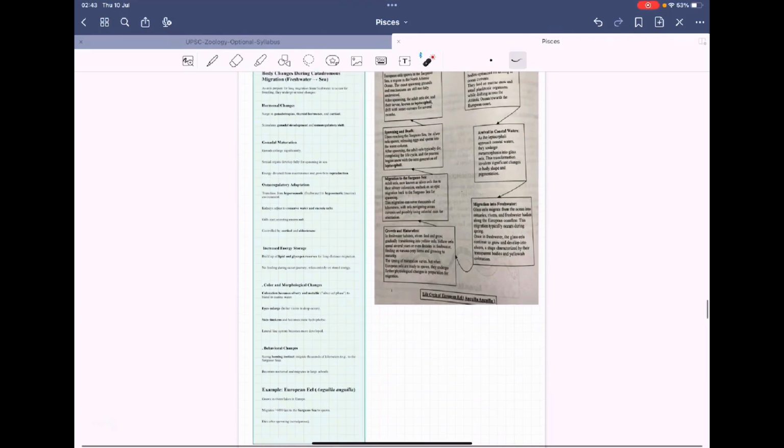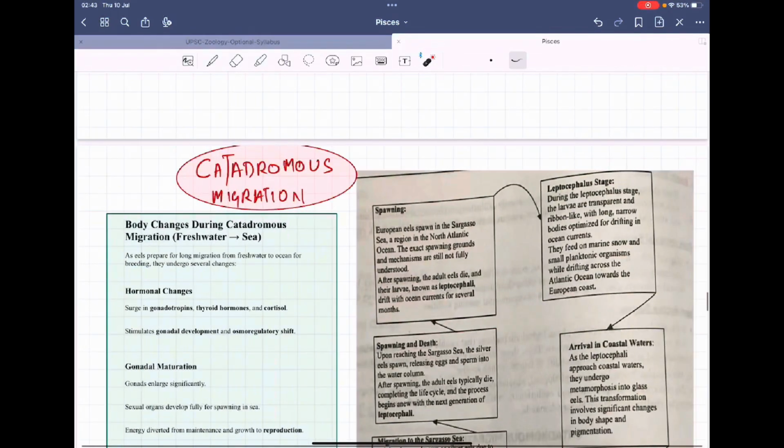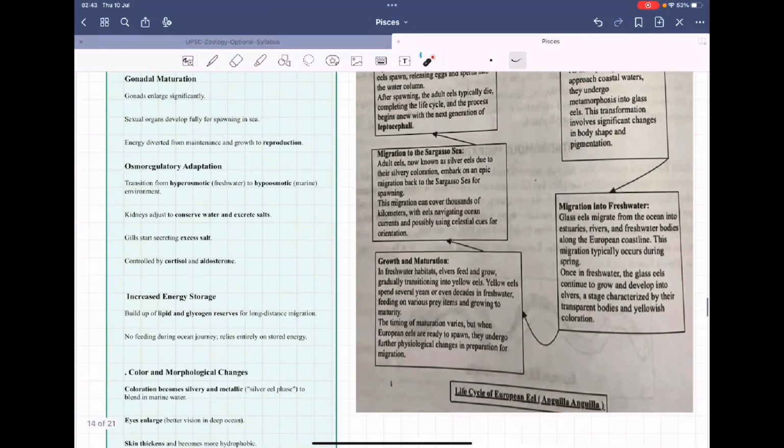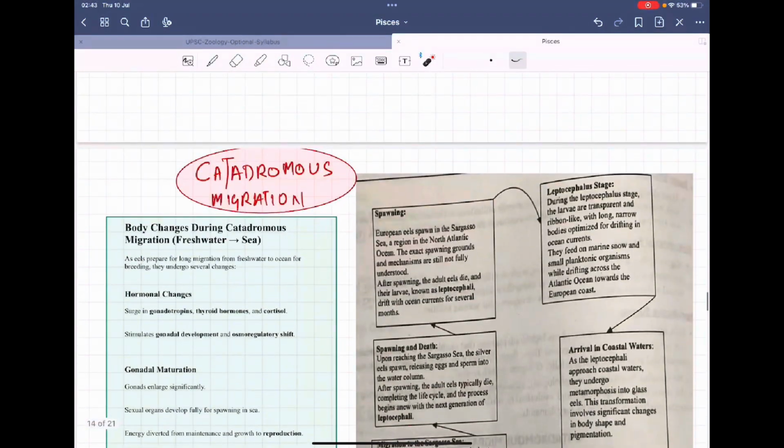In case of the catadromous migration, this is observed in the Anguilla, that is, the eel. Firstly, the spawning takes place. This spawning takes place in the Sargasso Sea, that is, the north region of the North Atlantic Ocean.